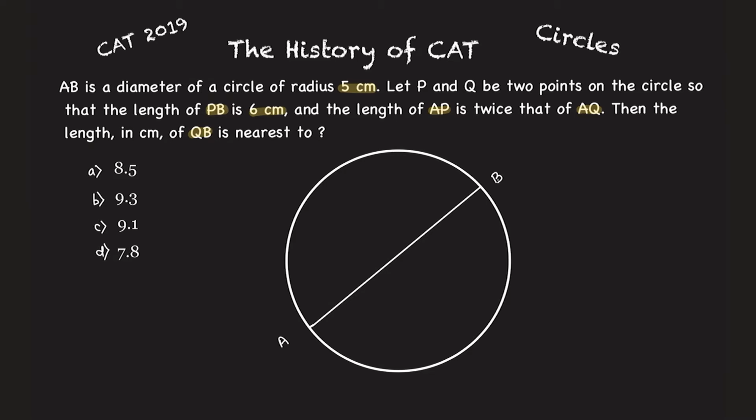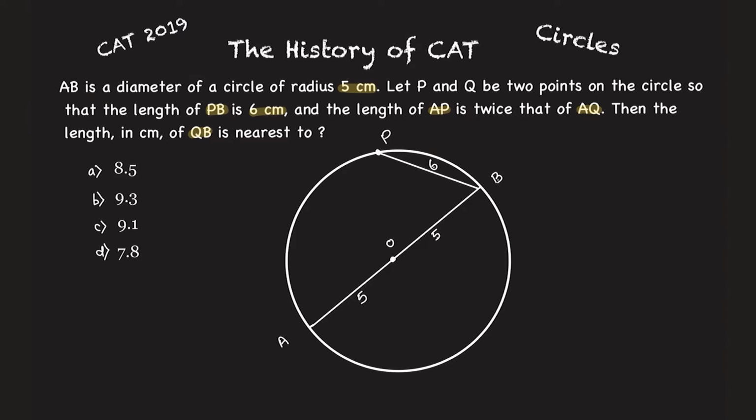P and Q are two points on the circle, so that the length of PB is 6. Let's first draw PB here. I put a point P here, and PB is given to me as 6. So PB will be equal to 6. And if I keep this as the center, let this be O. This is 5 and this is 5, because the total AB is equal to 10.